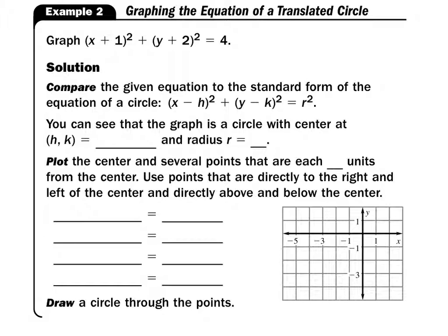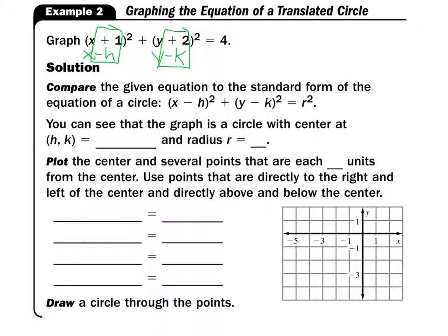Okay, so we can see from what we are given that the standard form should be x minus h, but we have x plus 1, which means that negative h equals positive 1. We need to remember that for just a second. And then we have y minus k, which means that negative k is equal to positive 2.